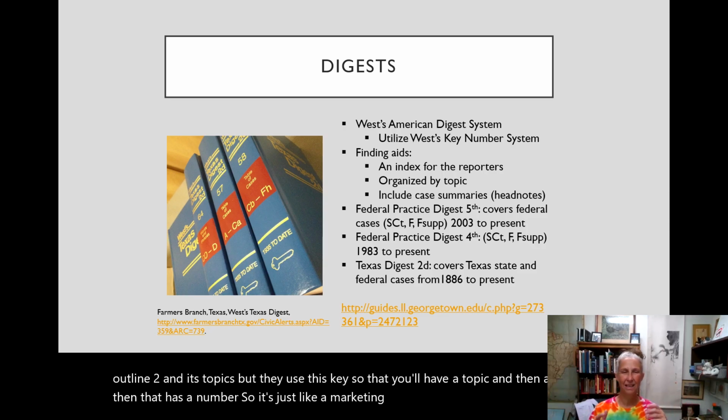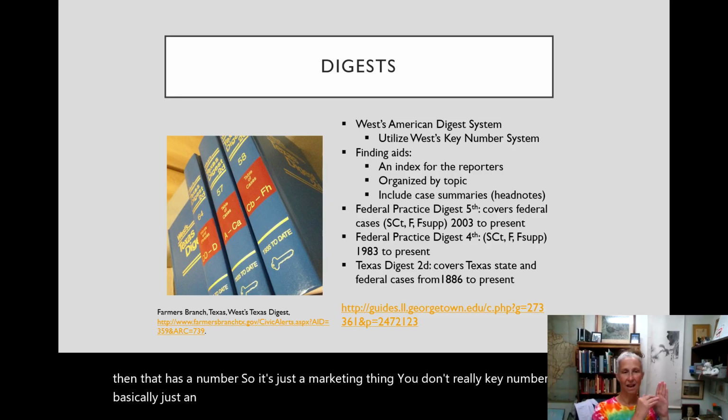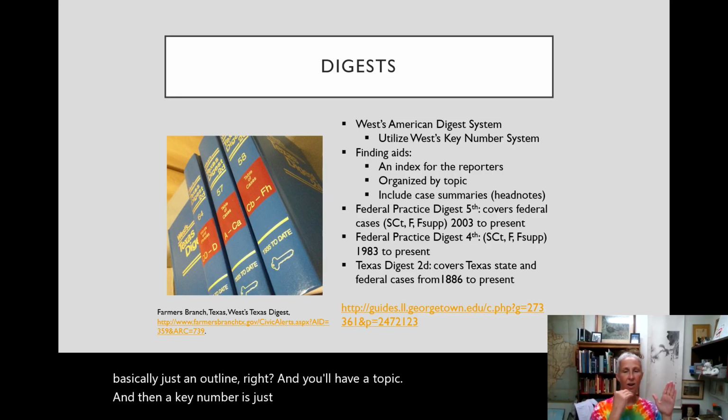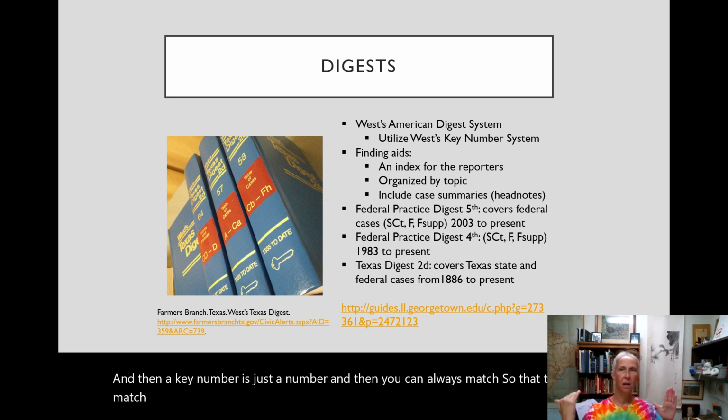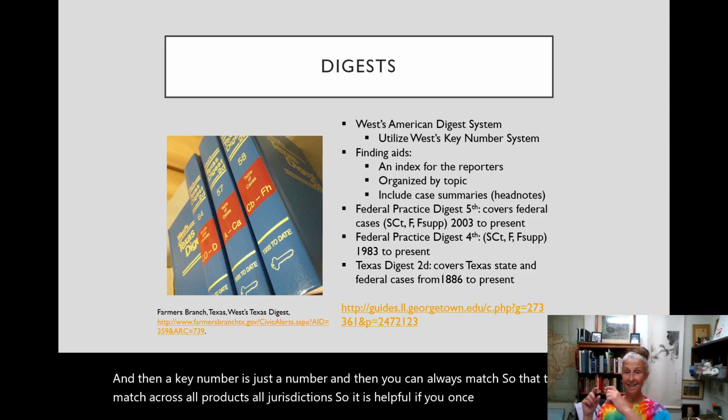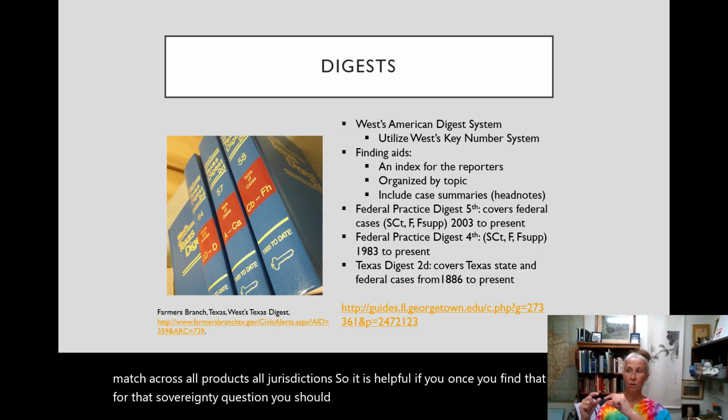You don't really need it. A key number is basically just an outline, right? You'll have a topic, and then a key number is just a number, and then you can always match. So that topic should match across all products, all jurisdictions. So it is helpful, once you find that key number for that sovereignty question, you should be able to look it up in any reporter by that key number, right? So that can be handy.